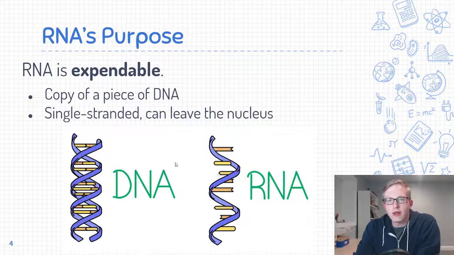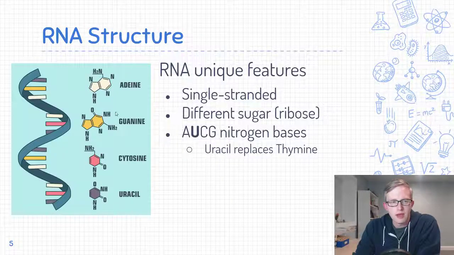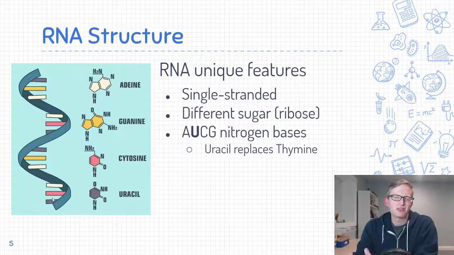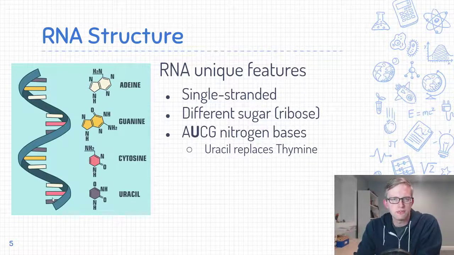And that's what the RNA is. It's a copy of a segment of DNA. It's single-stranded, so it can leave the nucleus. And what happens is RNA has a couple special features about it, or not special, just things that make it different than DNA.